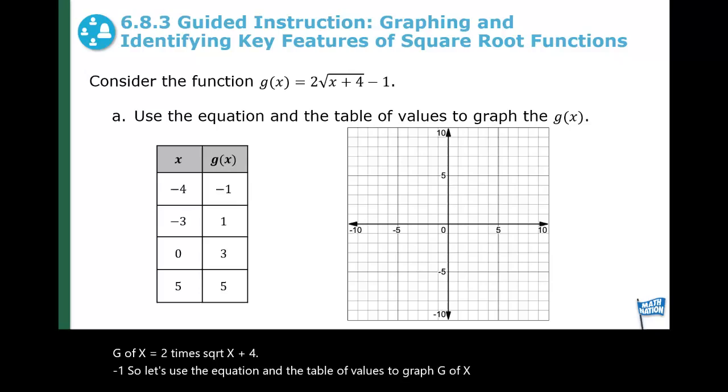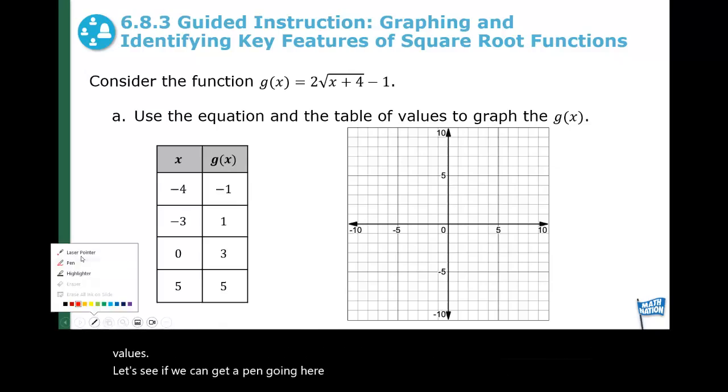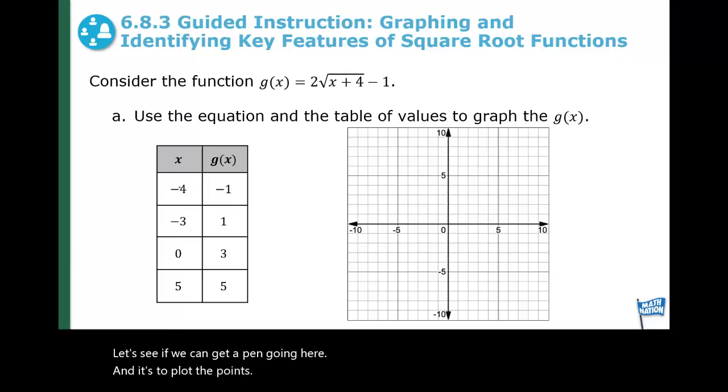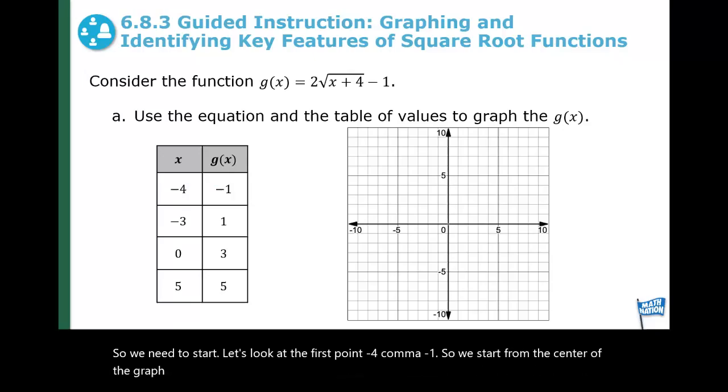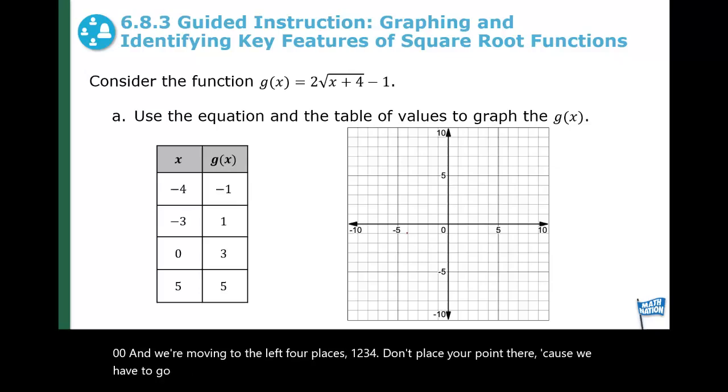So given the table of values, it's time to plot the points. Let's look at the first point, -4, -1. We start from the center of the graph, 0, 0, and move to the left 4 places, 1, 2, 3, 4. Don't place your point there because we have to go down 1 based on the point. So right here would be -4, -1.